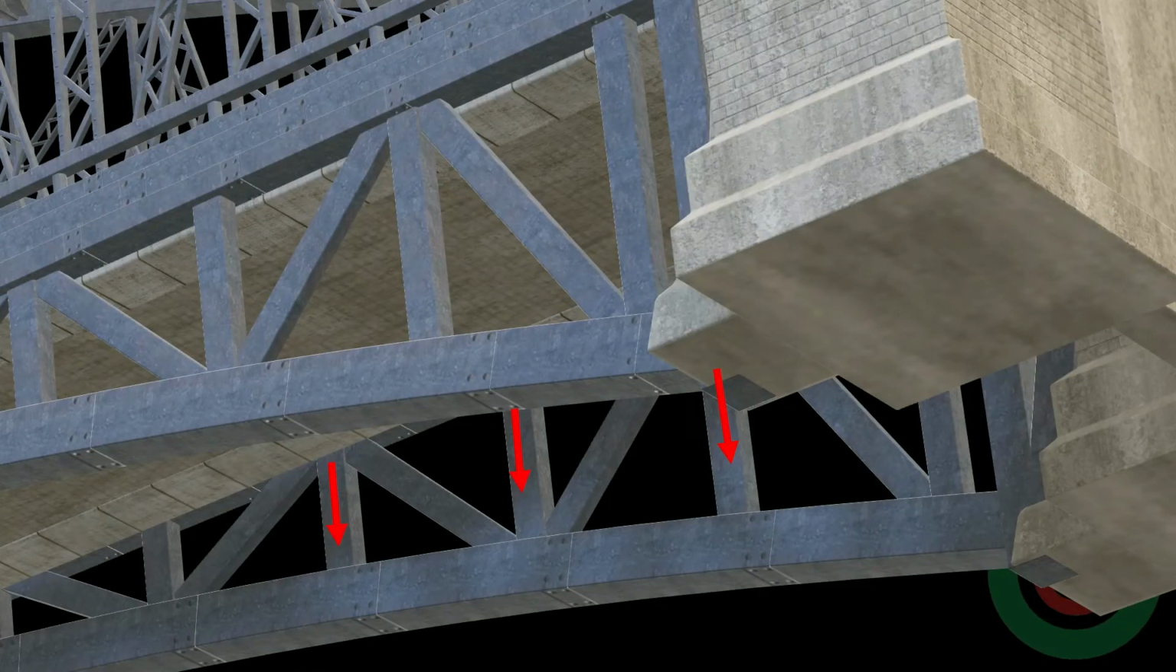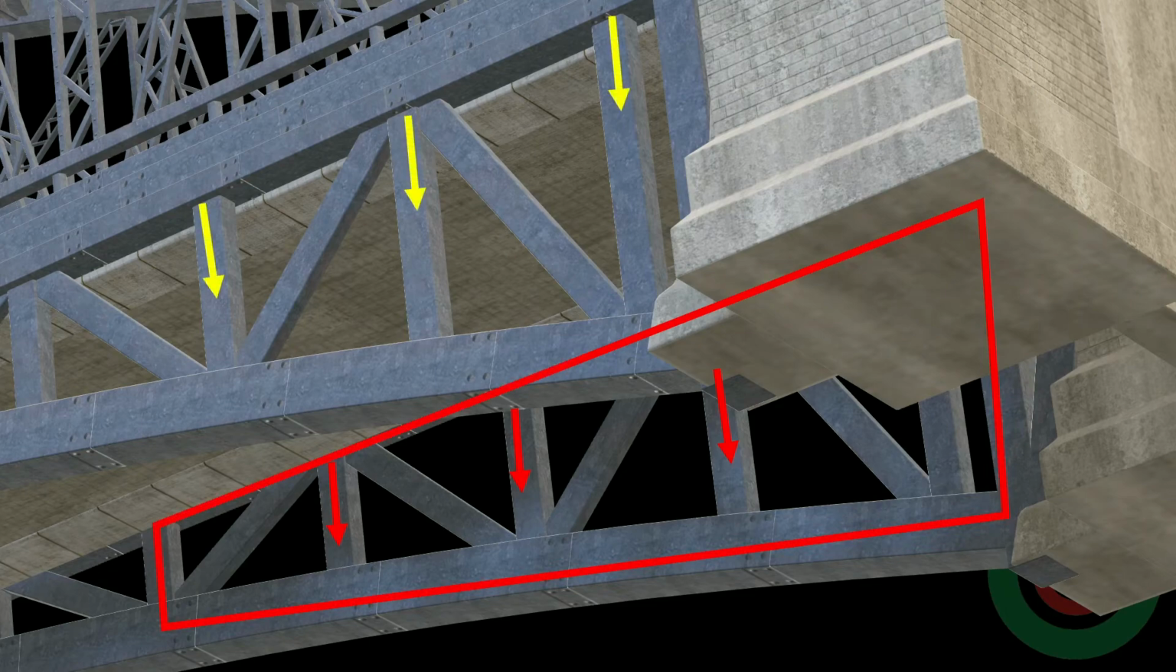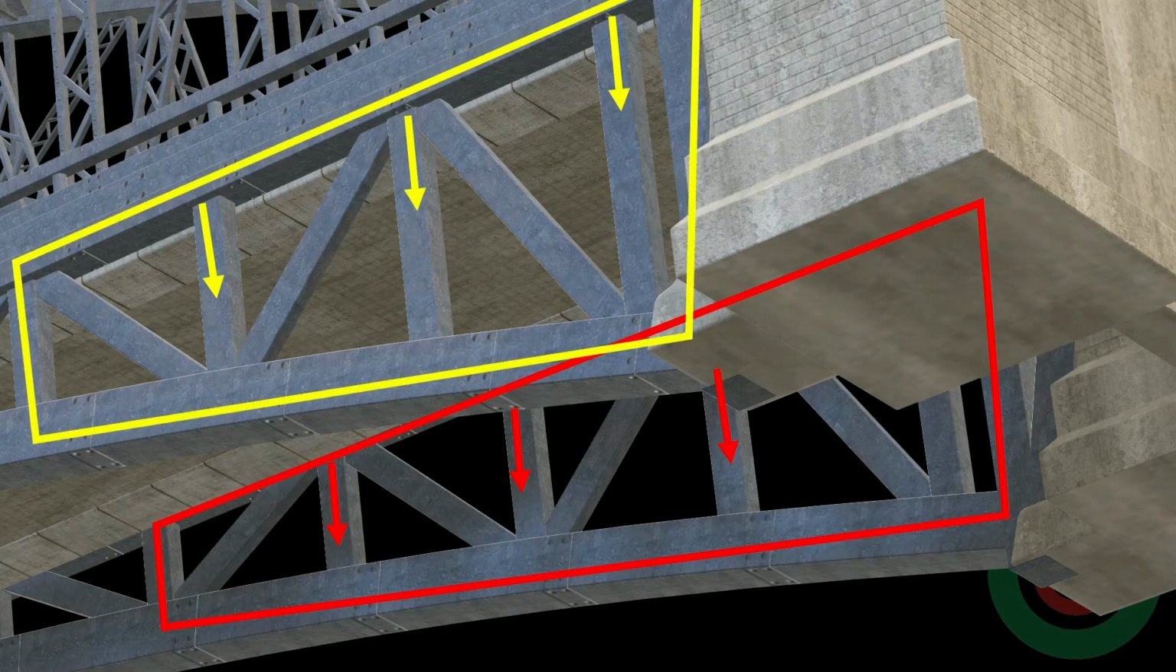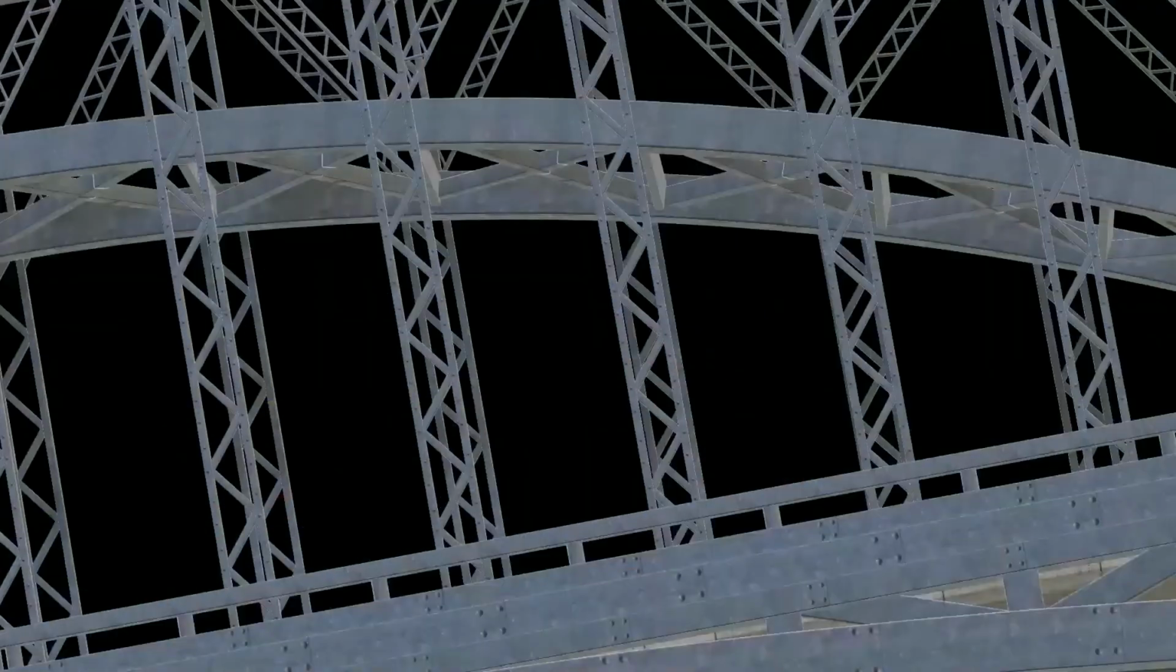Now let us focus here. Consider these three sets of forces on this frame which lie on this plane, and these three sets of forces which lie on the other plane. The two sets of forces are parallel to each other and lie on different planes, so they are non-coplanar and also non-concurrent.